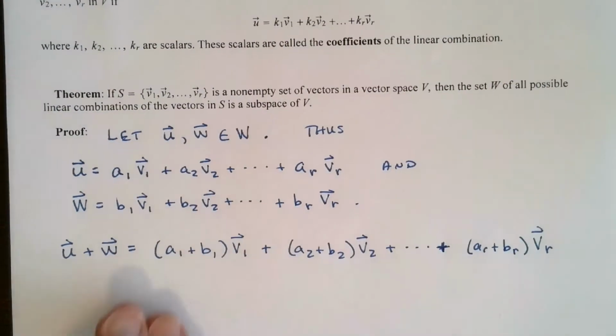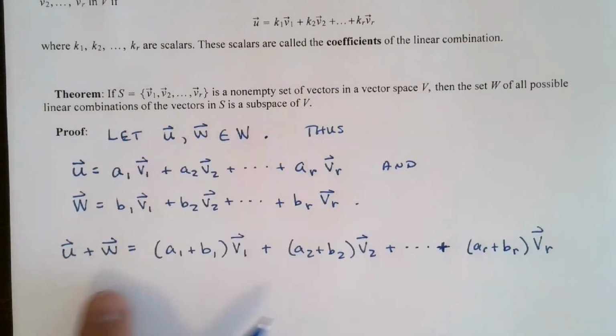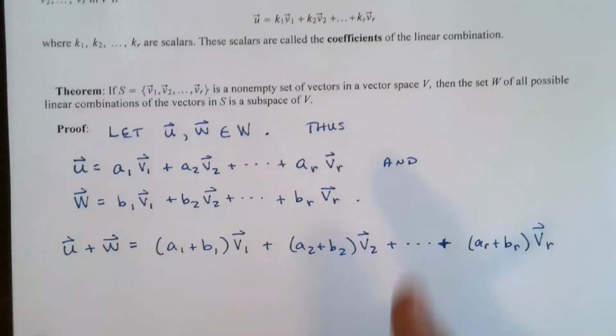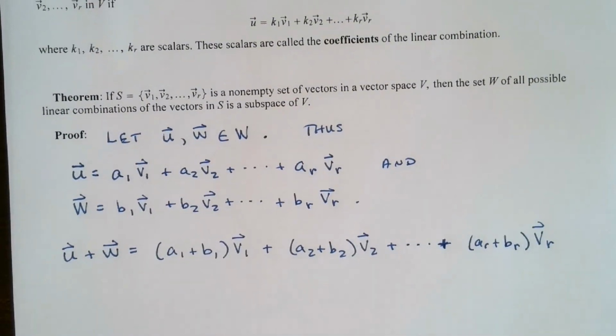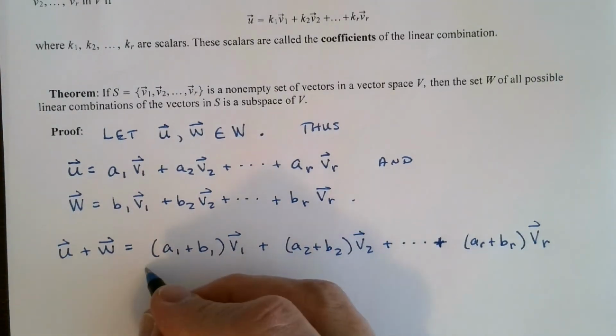So, is this vector in the set W? We started with vectors in W, we added them together. The question is, are these in W? Is W closed under addition? Well, what do you have here? What is this?